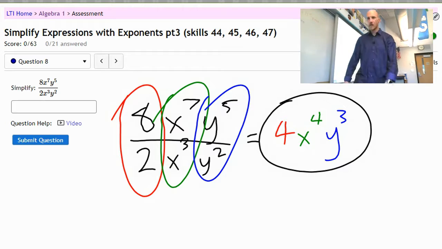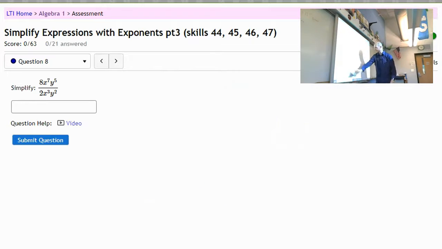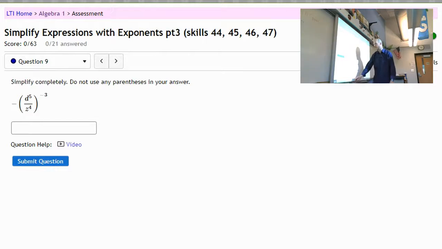And then let's look at question 9. All right, look at this. We got a whole bunch of negative signs. Oh, how scary. Yikes. Okay, no, really, negative signs are scary.